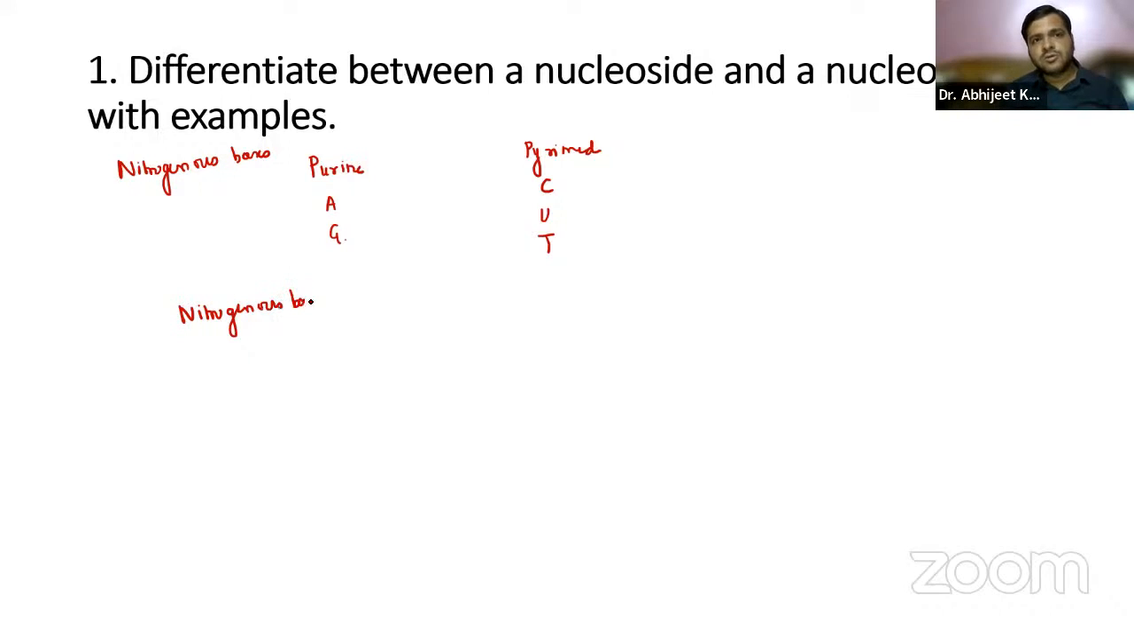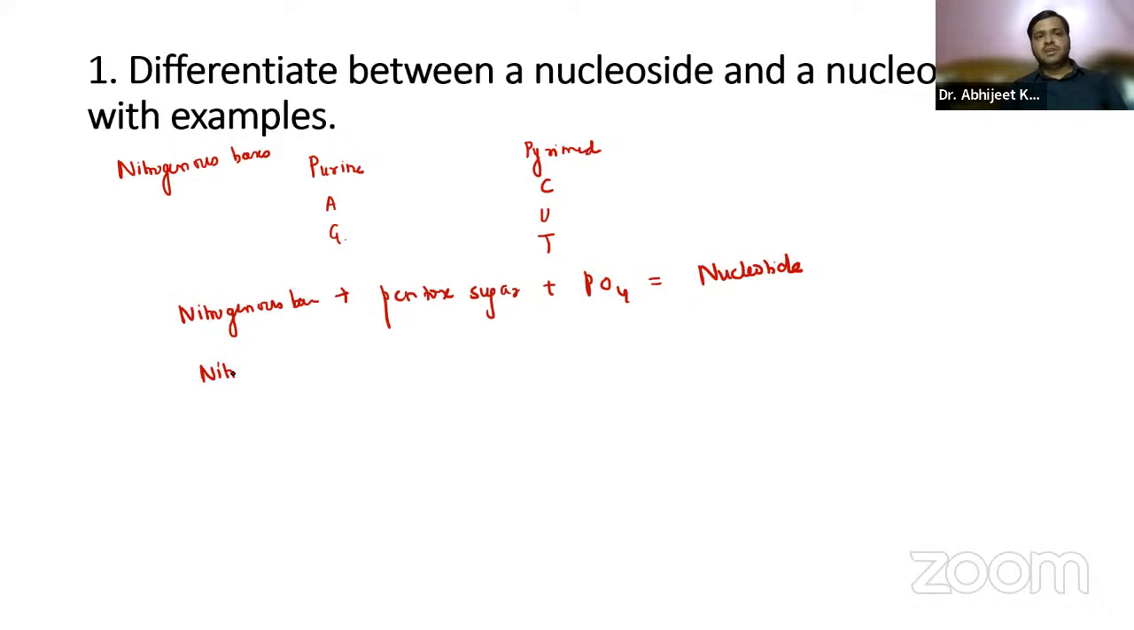Now, guys, you already know the difference between a nucleoside and a nucleotide. Let us clear this. We have the purines, which are nothing but adenine and guanine, right? And we have the pyrimidines: cytosine, uracil, and thymine. These are nothing but the nitrogenous bases. Now, nitrogenous base plus pentose sugar plus phosphate is called a nucleotide in short.